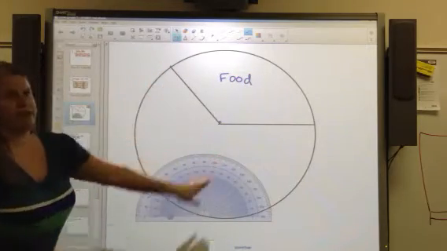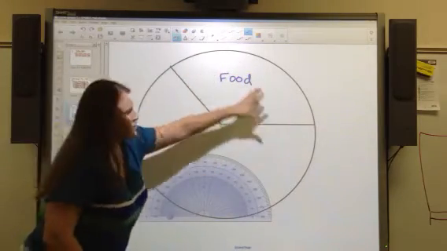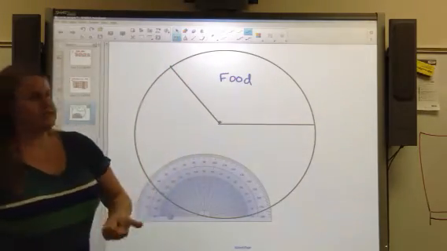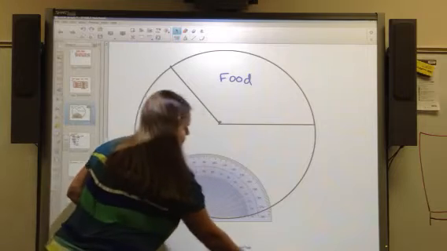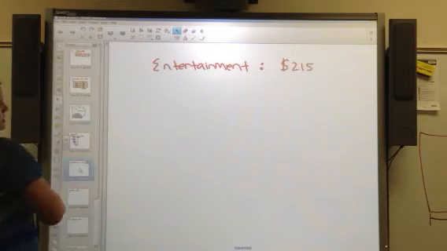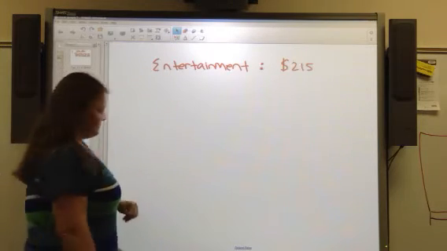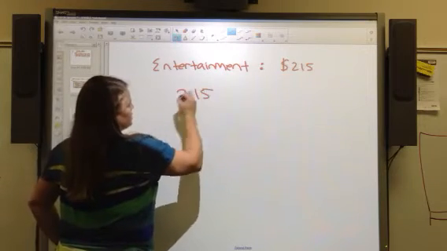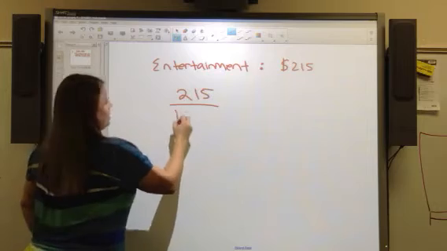So right now you can see with my circle graph that this much of the budget was spent on food. And again, we're going to take a time out from the circle graph. We're going to go back to solving for the rest of the budget. My second part of the budget was entertainment, and I'm going to go through the same process. $215 was spent on entertainment out of $1,000.